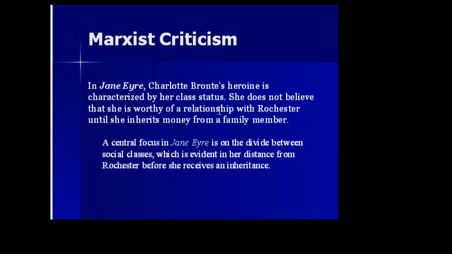Okay, the next one we have Jane Eyre, great book. So Charlotte Bronte's heroine is characterized by her class status. You can read the rest of that. A central focus in Jane Eyre is the focus on the social classes, because she keeps her distance from Rochester before she receives her inheritance. So again, a Marxist critic is going to focus on the structure of the class and the socioeconomics that are present in the literature or in the time period in which it was written.